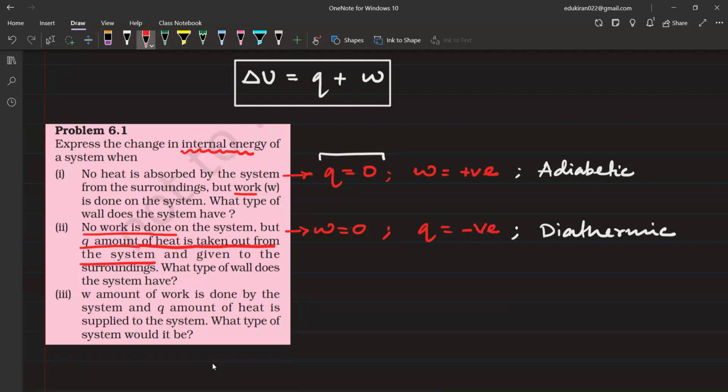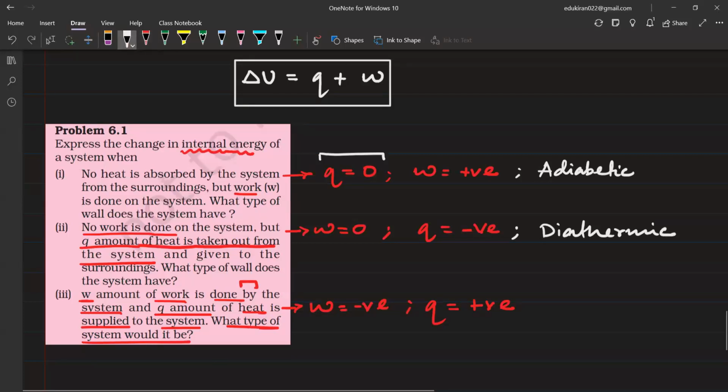अच्छा. W amount of work is done by the system. Q amount of heat is supplied to the system. What type of system would it be? So W amount of work is done, so W is equal to what? Positive by the system, so negative हो जाएगा. My bad. W will be negative because it is done by the system. Q amount of heat is supplied to the system, so Q will be positive. Now, this will be a closed system.